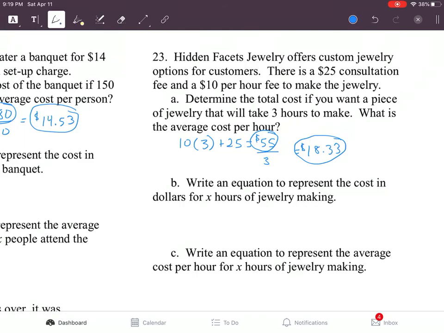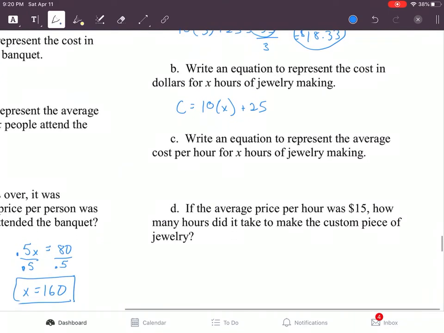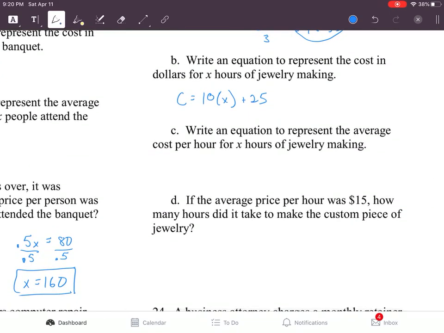So we're going to write an equation to represent the cost. The cost is the $10 fee per hour times X plus the $25 consultation fee. For part C, find the average. So the average is going to equal the total cost divided by how many hours you worked. Okay, and X is representing the number of hours.